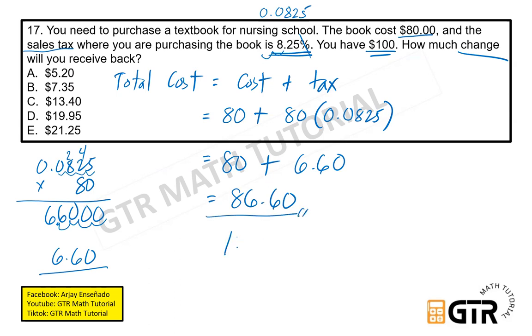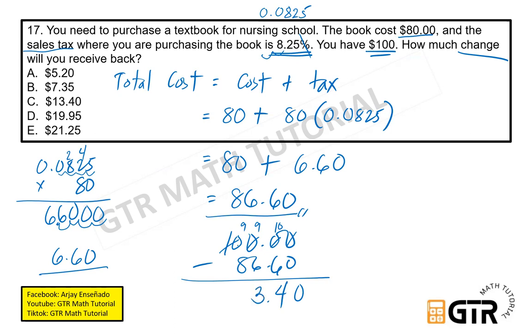So i-subtract lang natin sa 100. So we have 100 minus 86.60. That will be equal to, so siyempre bring down lang pala ito 0. So magiging 10, ito ay magiging 9, and ito ay magiging 9. So 10 minus 6, we have 4. Copy ng decimal, 9 minus 6 is 3. 9 minus 8 is 1. Ang sukli niya ay 13.40, which is letter C.